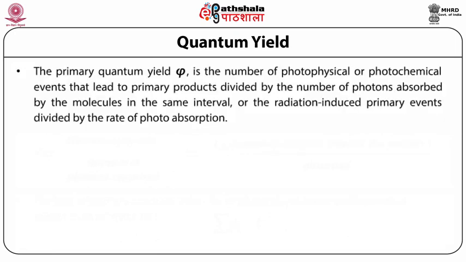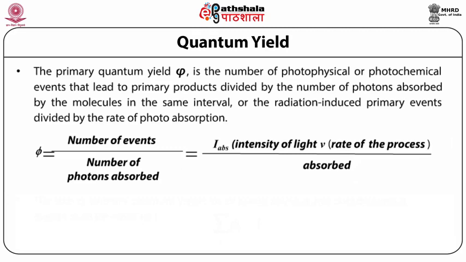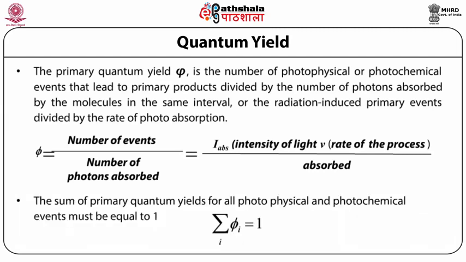Quantum yield. The primary quantum yield phi is the number of photophysical or photochemical events that lead to primary products divided by the number of photons absorbed by the molecules in the same interval, or the radiation induced primary events divided by the rate of photoabsorption. Mathematically, phi can be expressed as number of events divided by number of photons absorbed, which is equal to the rate of the process, nu, divided by the intensity I of light absorbed. The sum of primary quantum yields for all photophysical and photochemical events must be equal to 1. So, the sum over i of phi i is equal to 1.